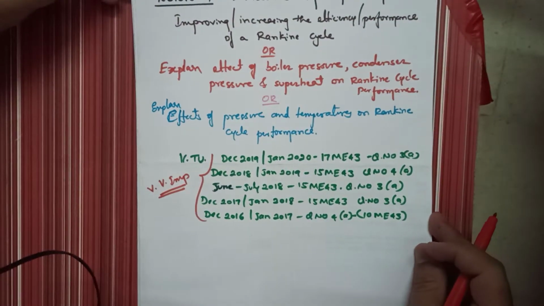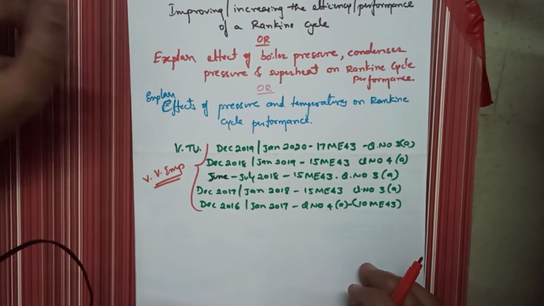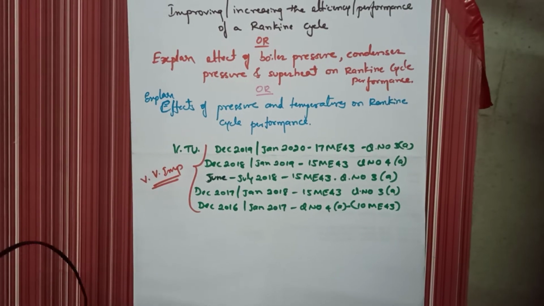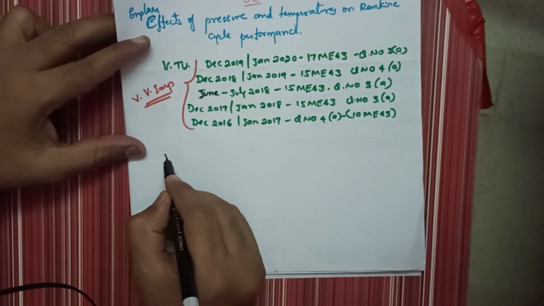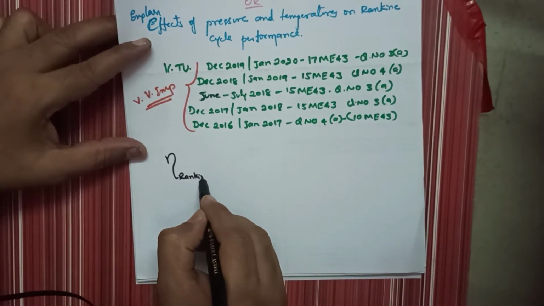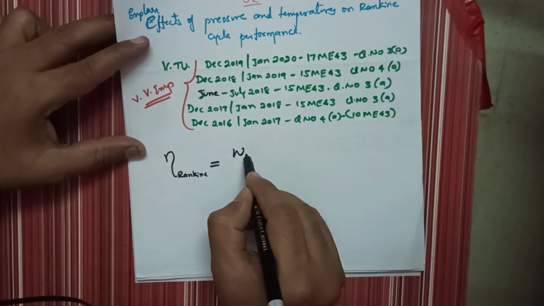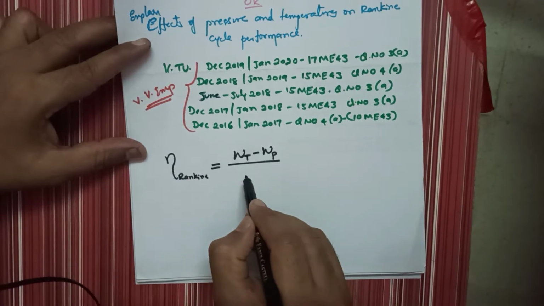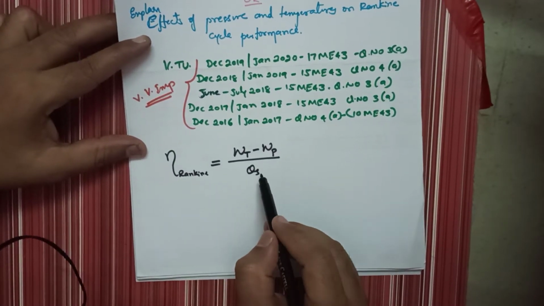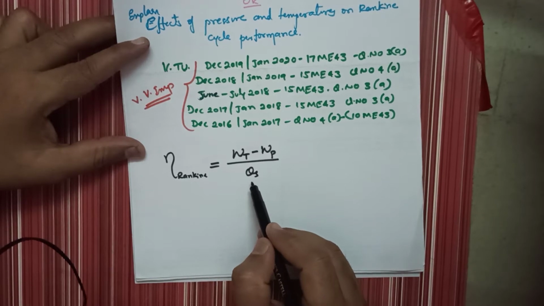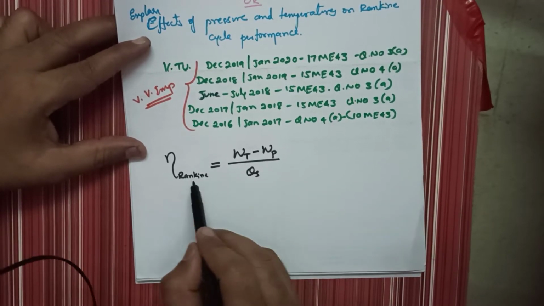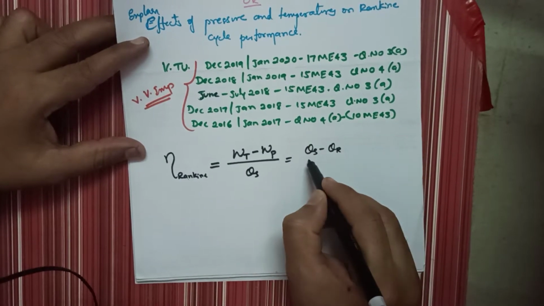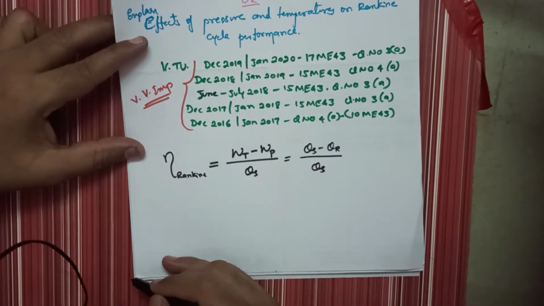Before going to discuss these 3 topics, first we will discuss the efficiency of a Rankine cycle, which is equal to work done by the turbine minus work done on the pump divided by heat supplied. This derivation we discussed in lecture number 2. It is also written as heat supplied minus heat rejected divided by heat supplied.